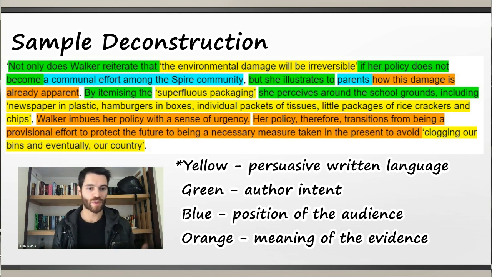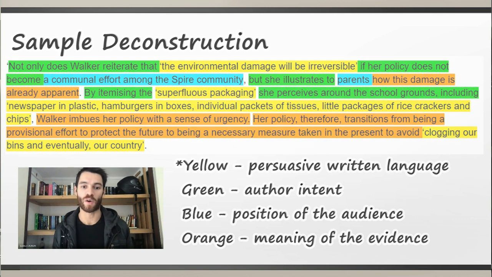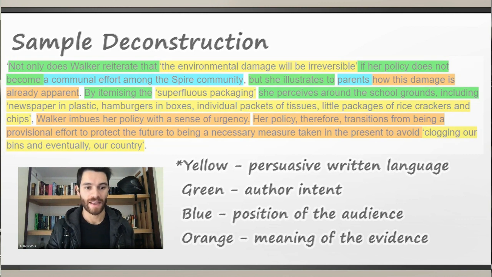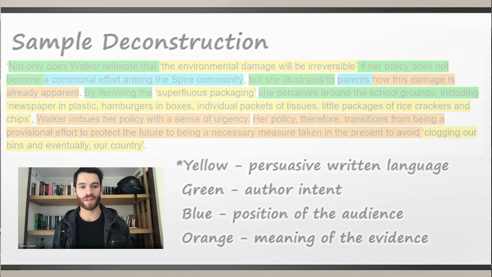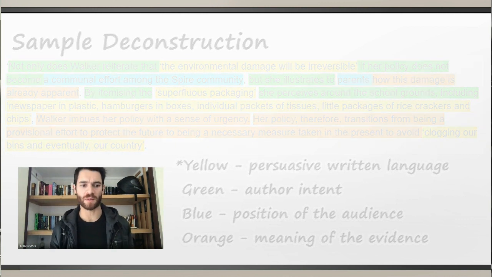So again, persuasive written language is in yellow, author discussion is in green, and audience is in blue. And then we have the orange, which is the analysis of how the material conveys meaning. Now, in this case, showing that damage is happening now, generating a sense of urgency, again, and moving from a future problem to a present one. Now that shows me that there's an understanding about what the author has attempted to do and how they've attempted to do that. Now, in case that's still unclear, I'm going to try one more way of explaining this.